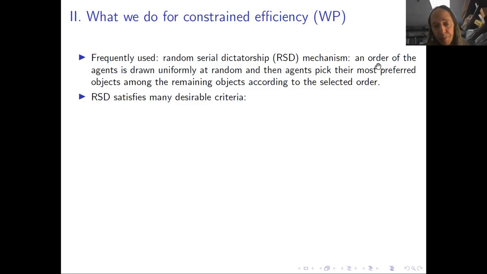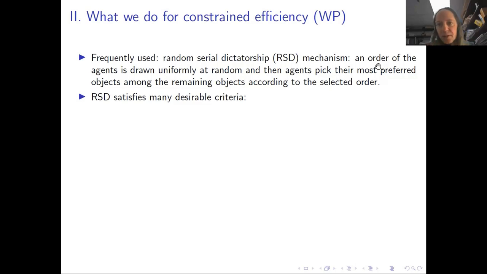In the second paper, what is frequently used is random serial dictatorship. Serial dictatorship is just an order of agents. The first agent comes in and picks his most preferred object. The second one comes in and picks his most preferred one among the remaining ones, and so on. Because of course the first agent has an advantage, you randomize: you choose with equal probability any of those orderings, and then you get random serial dictatorship.